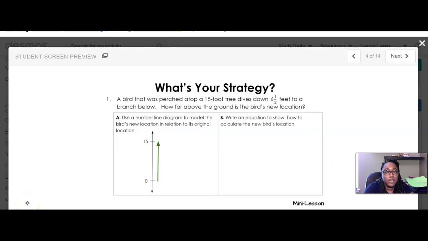Alright, so let's take a look at our first problem. Here we have a bird that was perched atop a 15-foot tree that dives down 6.5 feet to a branch below. How far above the ground is the bird's new location?